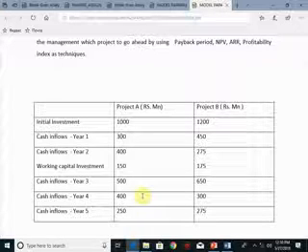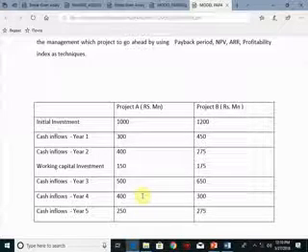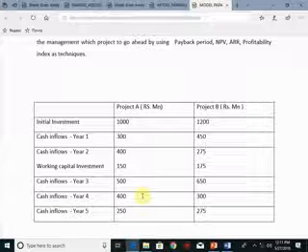Now, what are the positive things about this criteria? It considers the time value of money throughout the project, no? Because the time value of money can change because of what? Interest rates as well as inflation rates. That time value of money is considered, and all the future cash flows are discounted into present value terms, today's value.